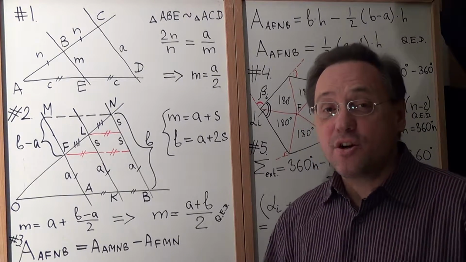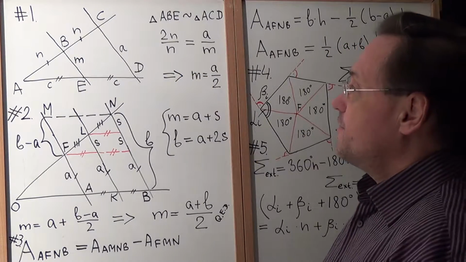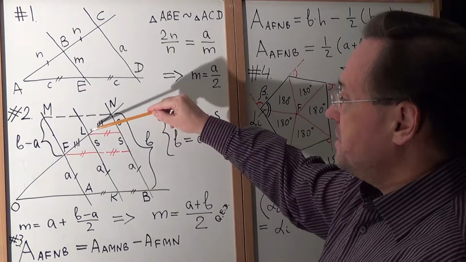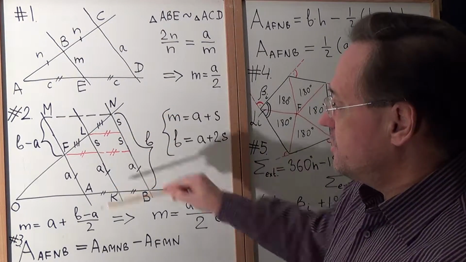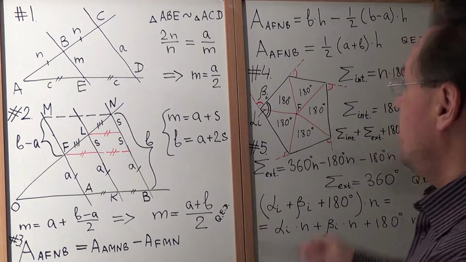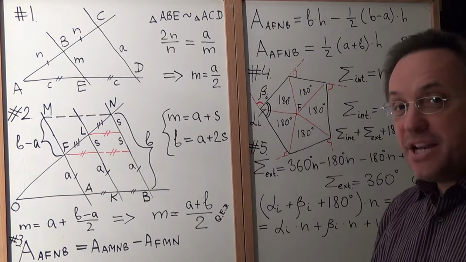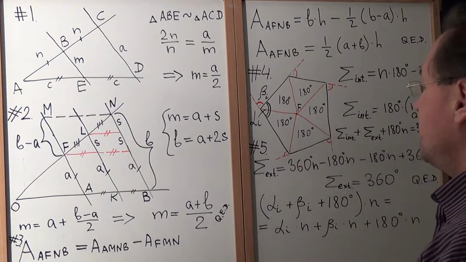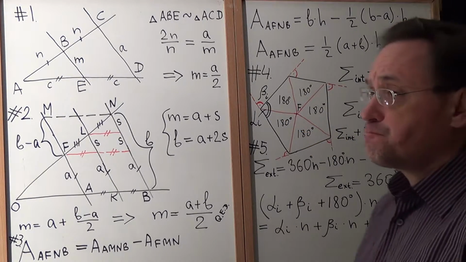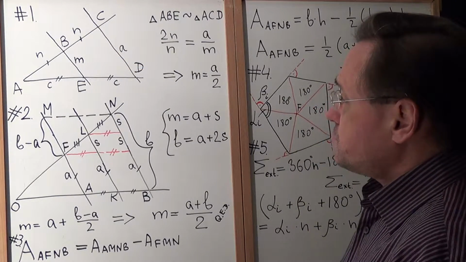We will consider 5 topics in this video. First, midline of a triangle. Second, midline of a trapezoid. Third, area of trapezoid. Fourth, sum of internal angles of any polygon. Fifth, sum of external angles of any polygon. First topic, midline of a triangle.